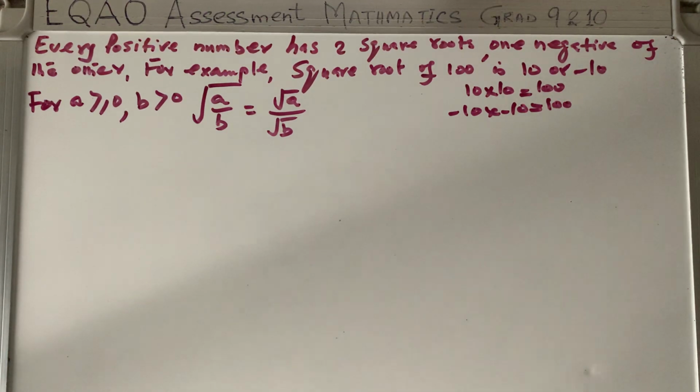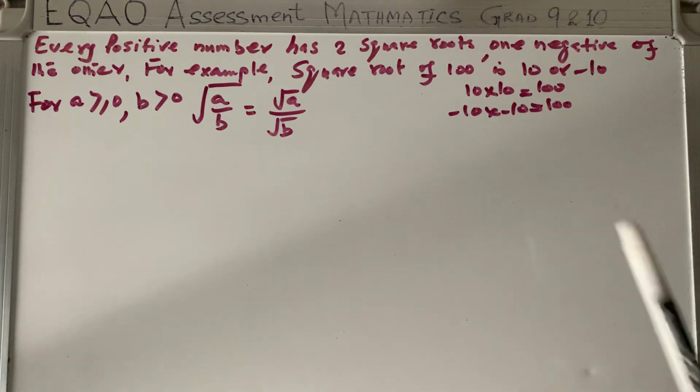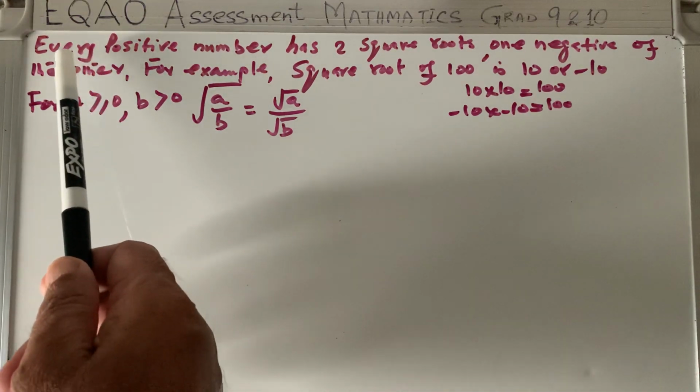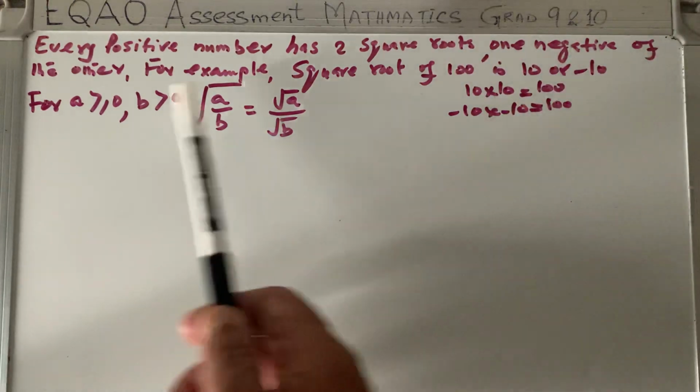Continuing our topic, EQAO Assessment Mathematics, grade 9 and 10. So we learned in the previous video that every positive number has two square roots, one negative of the other.